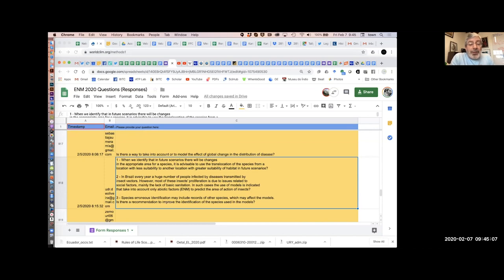Let's see, when we identify that in future scenarios there'll be changes in the appropriate area of a species, is it advisable to use the translocation of the species from a location with less suitability to another location with greater suitability of habitat in future scenarios? That's a really good question. And maybe that is going to depend chiefly on which species.